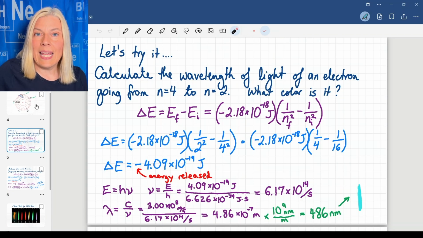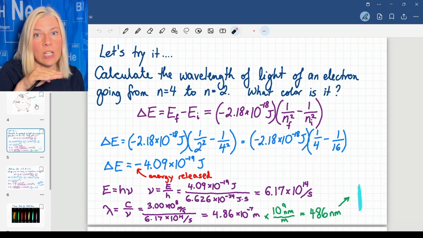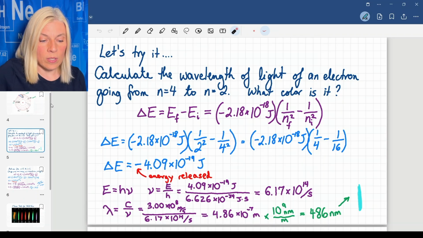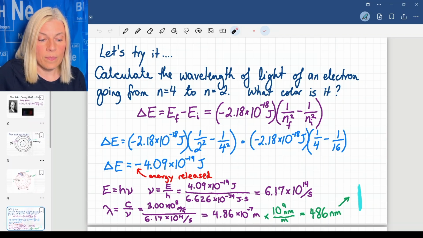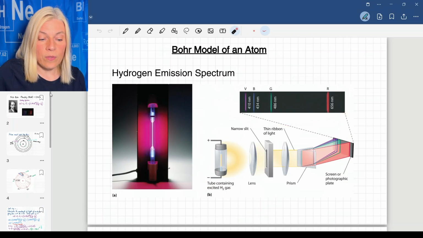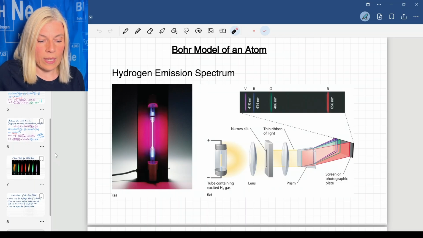So you can plug in any number, any initial energy level 6, 5, 4, 3, finishing at 2, and you will get the wavelengths corresponding to the emission spectra of hydrogen atom. You will get all these numbers. Okay? Now, what happens if we do that bigger jump, going to n equals 1?